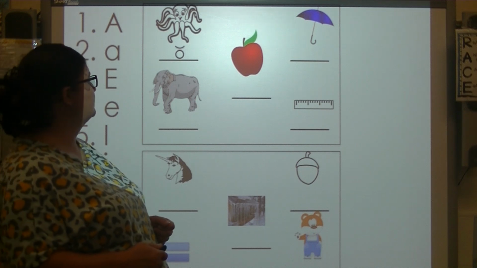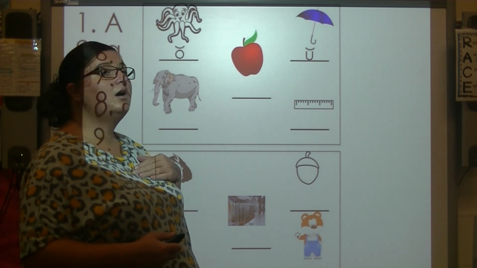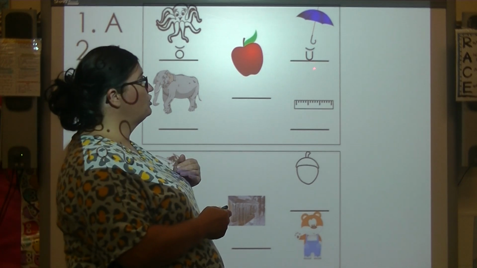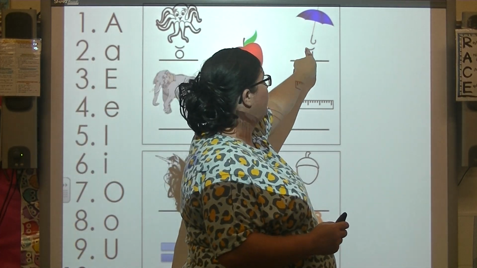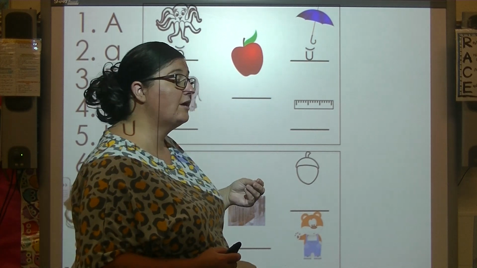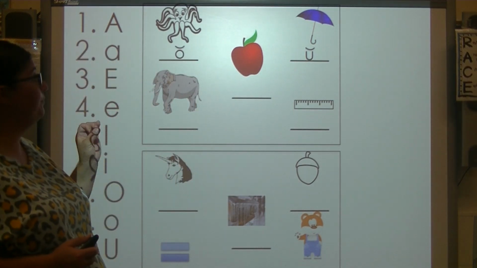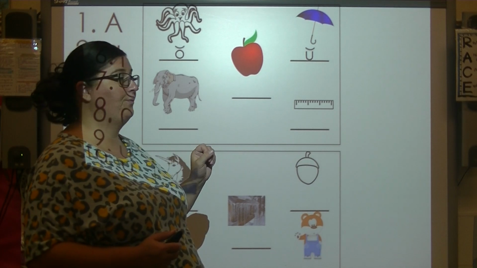All right, the next one. Umbrella. Umbrella. Short U. We're going to place that breve over the top of it so that we know it is short. So make sure that you are placing those breves. If you didn't, you may put them in now.